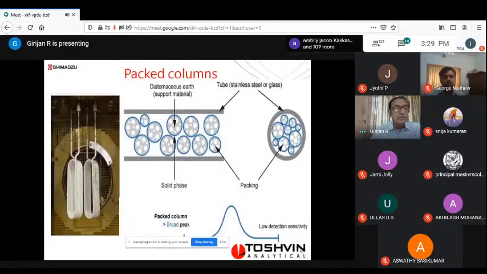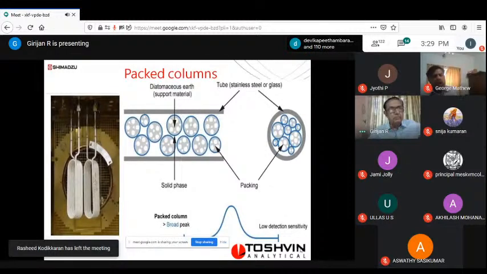So this is an example of a packed column. These are all locally available. In Kerala also it will be available locally. There will be people who will be supplying these columns. And these columns can be made either of glass or of stainless steel. And you see the stationary phase is packed inside. You can see the packing, and there is a support material inside, diatomaceous earth, on which your stationary phase is coated. The support material coated with the stationary phase is packed inside the column. So that is known as a packed column.